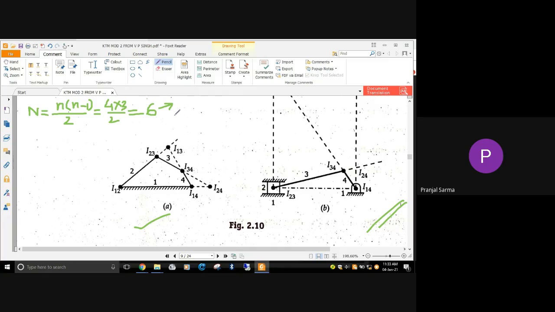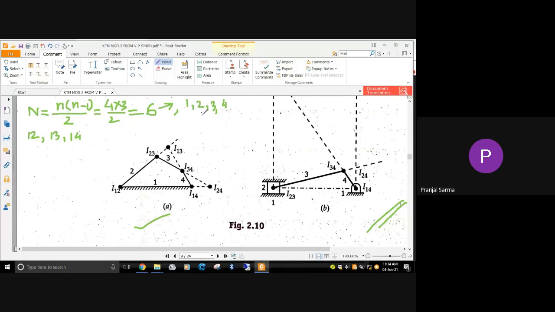Next, you should know which ones they are. Now you know how many there are, and you should know who they are. How many links? 1, 2, 3, and 4. Between 1 and 2 you will get I12. I am not writing the I, because writing on the computer becomes difficult. So I12, similarly between link 1 and 3, I13, and similarly you have I14. Correct.